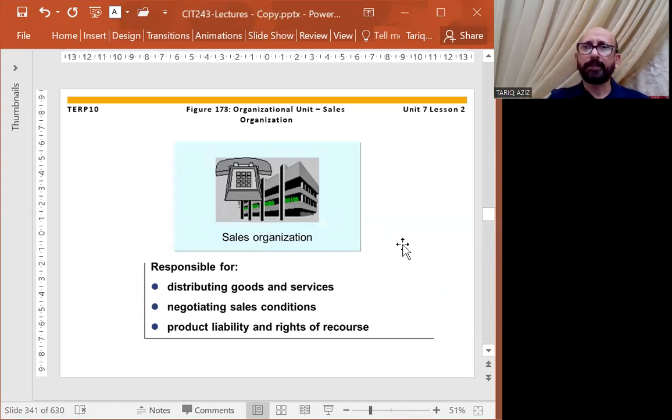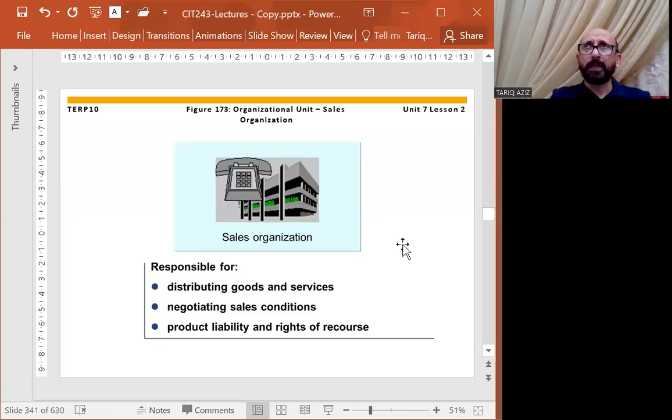This is a very important slide from the exam point of view. You can have a note on that. Sales organization is responsible for distributing goods and services, negotiating sales conditions, and if there is any problem for the sales return, then product liability and the right of recourse. So these are the three things that the sales organization is responsible for.